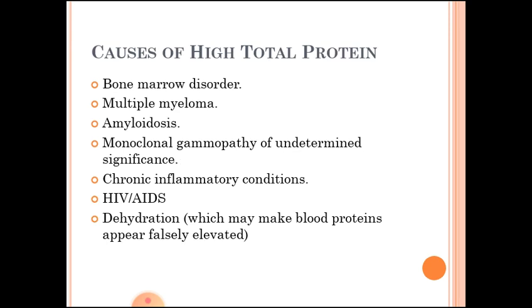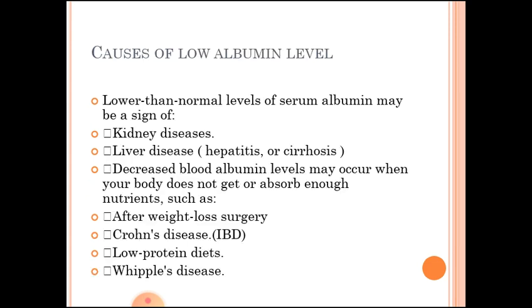Causes of high total protein: bone marrow disorders, multiple myeloma, amyloidosis, monoclonal gammopathy of undetermined significance, chronic inflammation or conditions which can lead to increased immunoproteins or immunoglobulins or C-reactive protein. All these immunoproteins can increase in the inflammatory process. Also HIV, meaning AIDS, and dehydration, which may make blood protein appear falsely elevated.